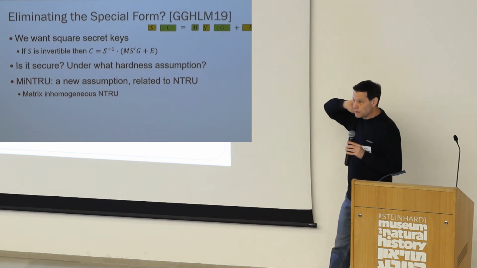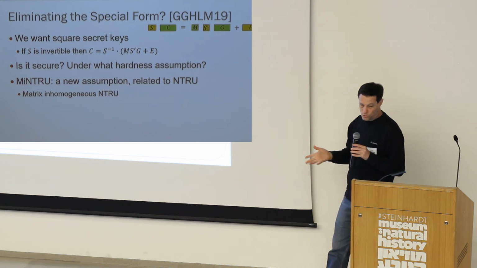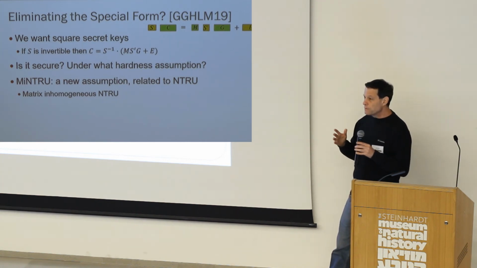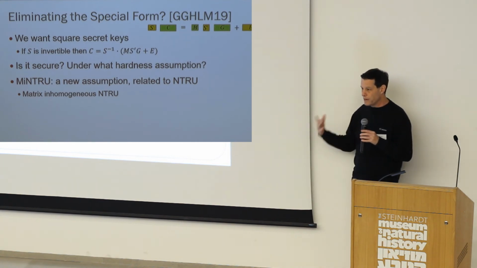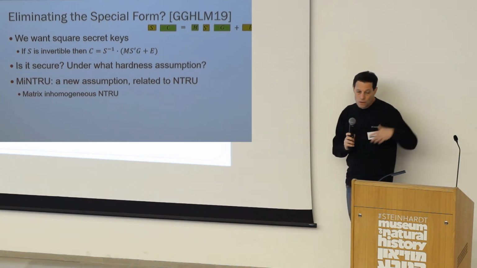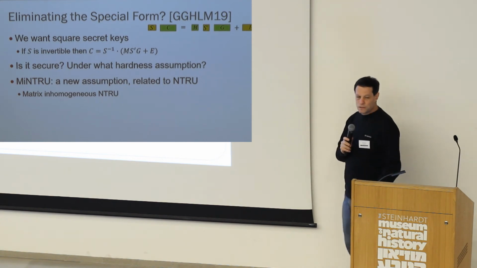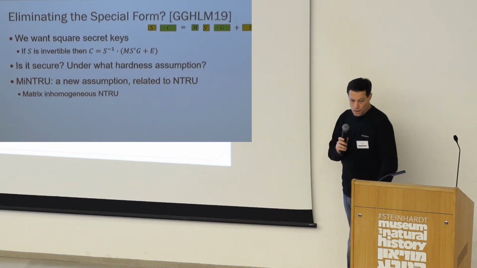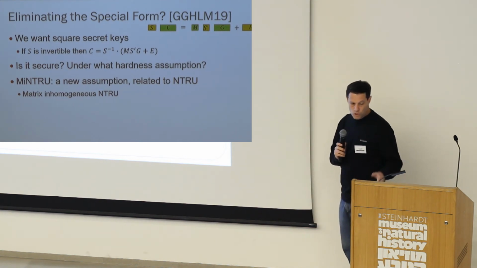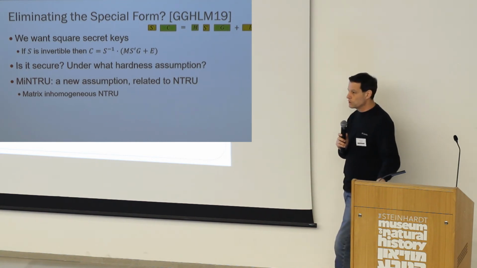Again, think about it as secret key encryption that gives you an encryption scheme. And again, the question is, is it secure? Here, even though we're using a different S and S prime on the two sides of the equation, we cannot reduce it to LWE. So the question, can we reduce it to anything? And in this work with Nick and others, we introduced a new assumption related to the NTRU assumption. We call it the matrix inhomogeneous NTRU assumption.